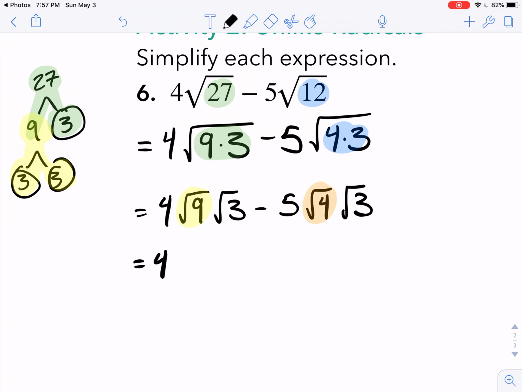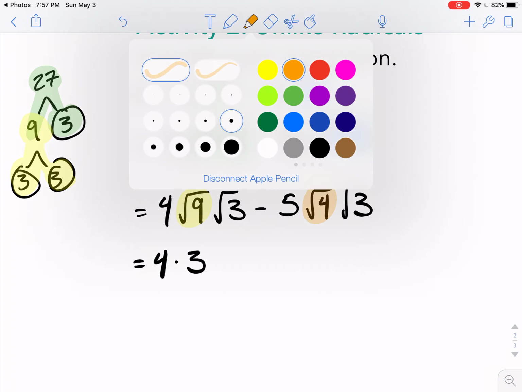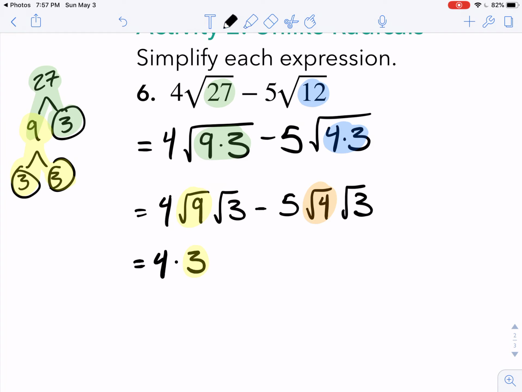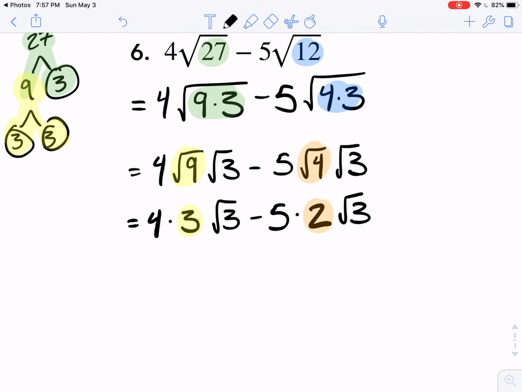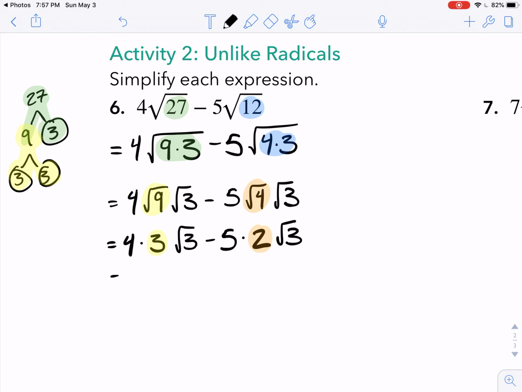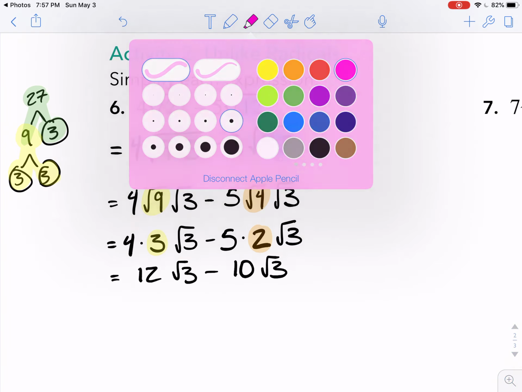So like I said, the square root of 9 is 3. The square root of 3 is the square root of 3, 5, and the square root of 4 is 2. So I can simplify those radicals because they are perfect squares, leaving us with the square root of 3. We can clean this up a little bit. 4 times 3 is 12 times the square root of 3. 5 times 2 is 10 times the square root of 3. And now look, we have 2 like radicals.